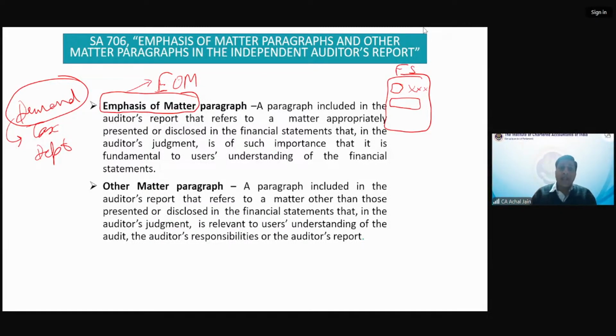But when can you do that? When something is written. When can you highlight that? When something is written. So if something is not written, can you highlight that? Tell me. Can you highlight that?